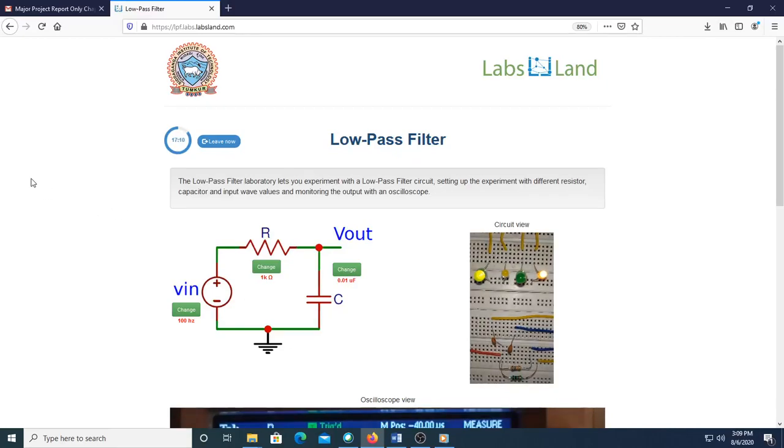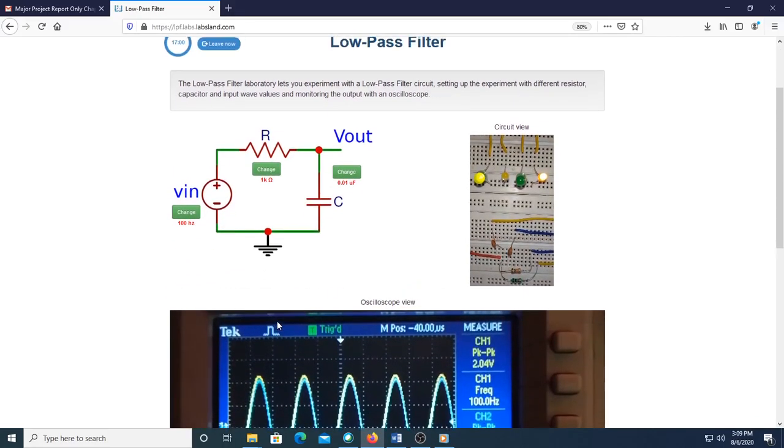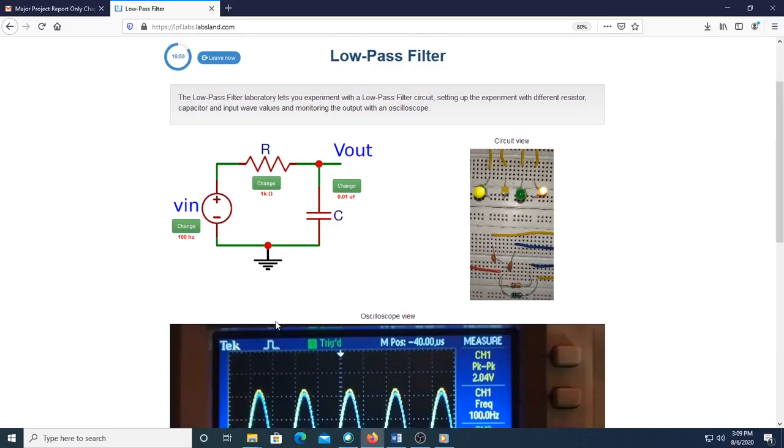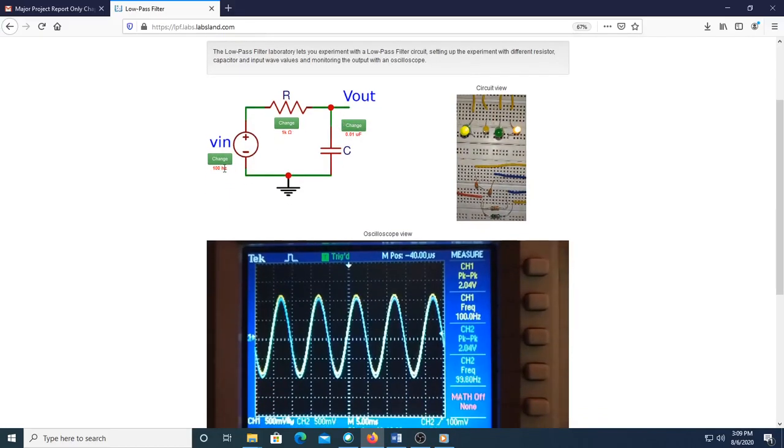In this video the impact of various circuit and signal parameters on the low-pass filter will be demonstrated. Let's see changes in the low-pass filter response as the value of the resistor is modified with constant values of capacitor at 0.01 microfarad, and input signal sine wave of 2 volt peak-to-peak amplitude at a frequency of 500 Hz.